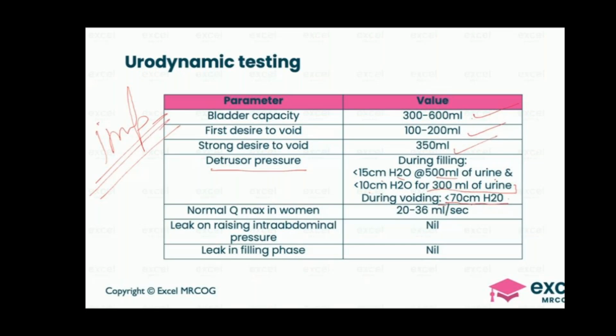Okay, it should not go more than that. Normal Qmax, or the flow rate, is 20 to 36 ml per second. Usually, it should not be less than 15. Should not be less than 15. Okay, so that's how fast the urine flows. In other words, that's the normal peak flow rate.